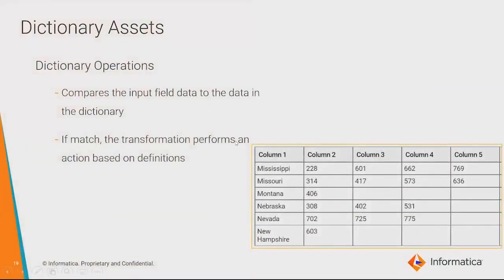Basically, the operation for a dictionary compares input field data to the data in the dictionary. If it matches, the transformation performs an action based on the definition, right? So this is just an example. If you have various area codes for phone numbers, then you can define that if you are getting a phone number with 2228, you'll get Mississippi as a dictionary response, right?